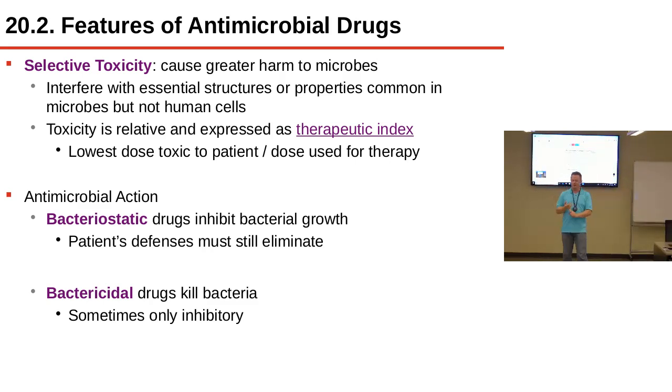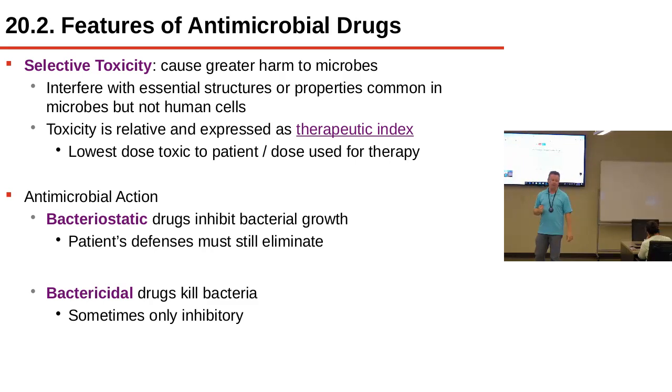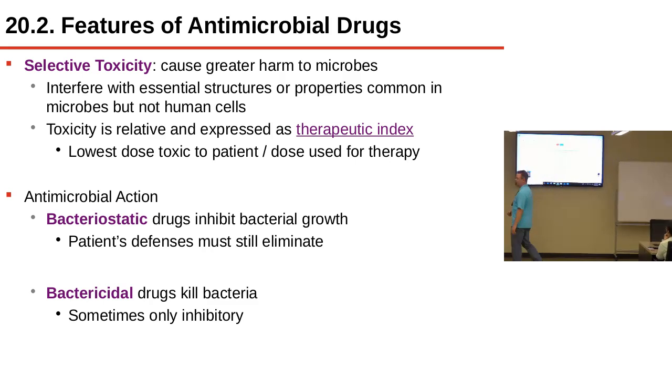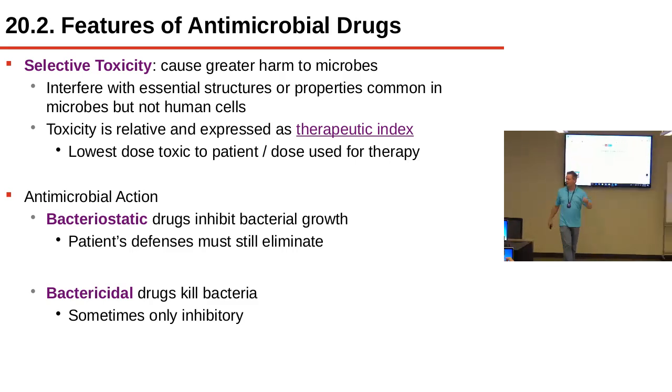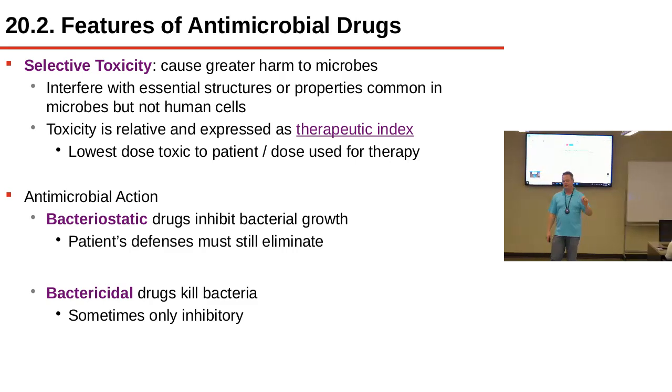When you don't have a cell wall, well, then that makes a good target for a drug, right? If we target the cell wall, there's going to be no toxicity to us for the most part. And so we relate this as what's called a therapeutic index. The therapeutic index is the lowest dose that's toxic to a patient relative to the dose that's used in therapy.